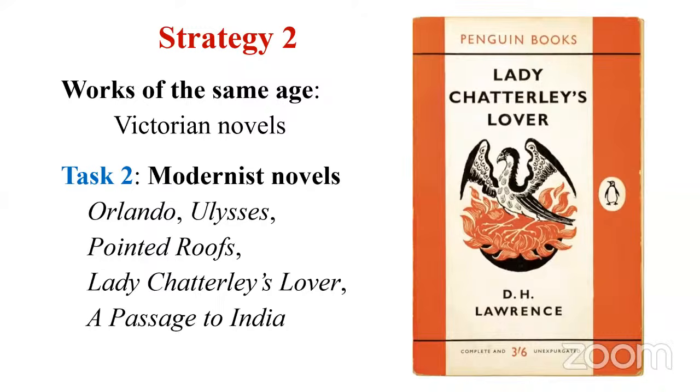1922, in which in the same year we have The Waste Land, T.S. Eliot's Waste Land. Then we have Pointed Roofs, Dorothy Richardson, Lady Chatterley's Lover by D.H. Lawrence, then A Passage to India. Your job, of these modernist novels, find which one comes first or which one got published first. So that's the task for you.